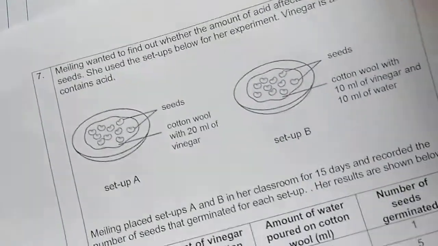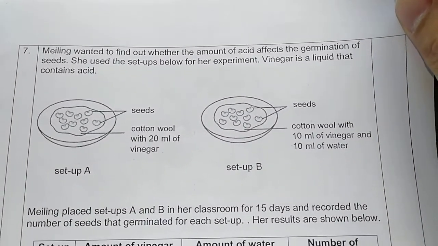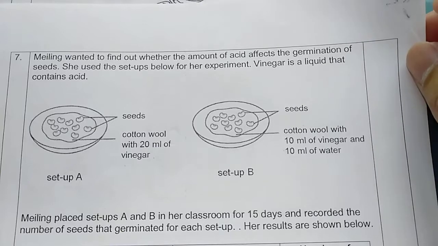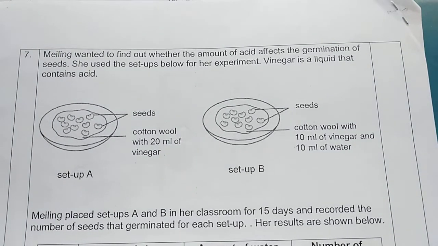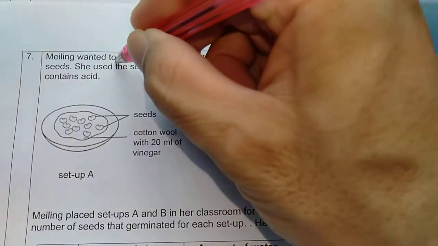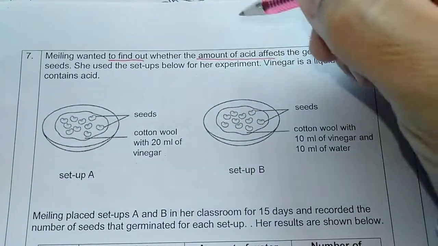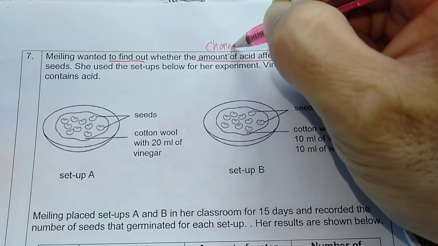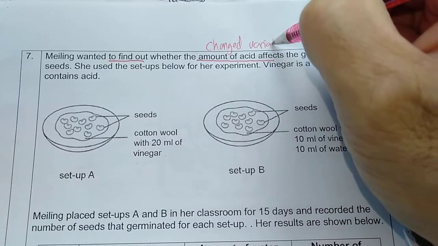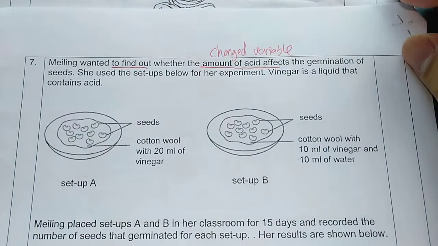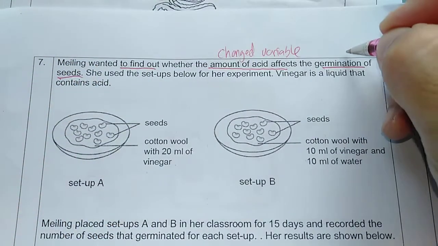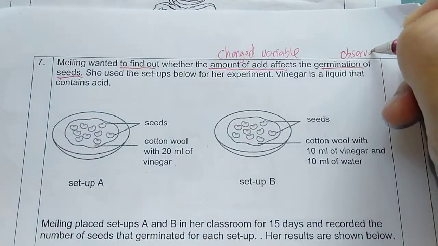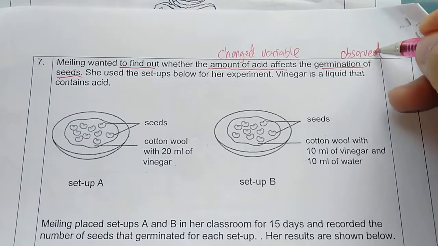Let's go on to the last question of this video. Mei Ling wanted to find out if the amount of acid affects the germination of seeds. So this is the aim, to find out the amount of acid. This is the changed variable here. Whether the amount of acid will affect the germination of seeds. So the germination of seeds, this is what you're going to observe. Going to count this.